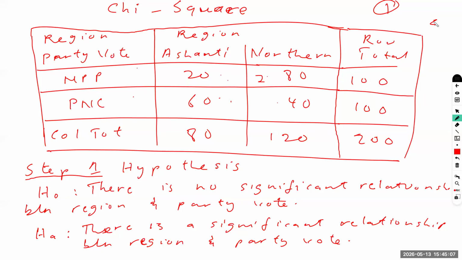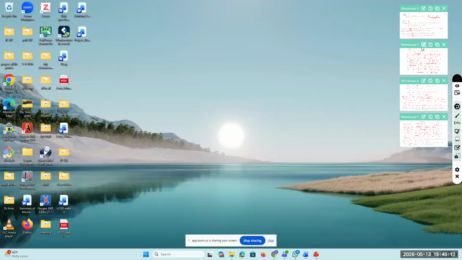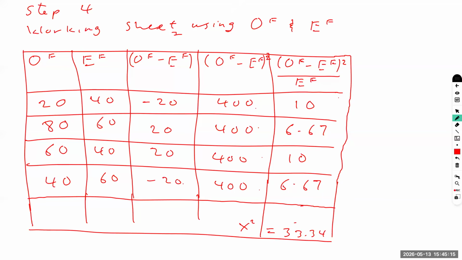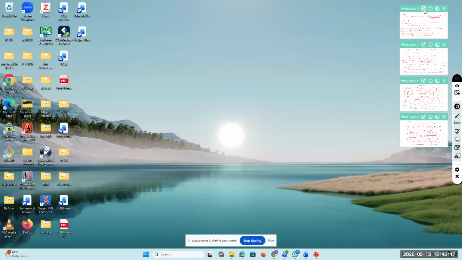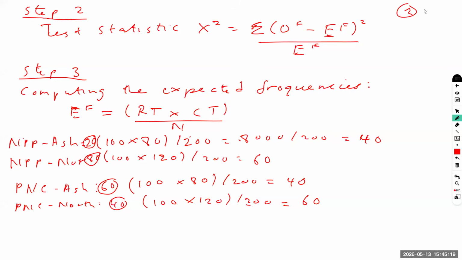Which was very important to us. So we did this and then we stated our hypothesis over here. Then in our next step, which is step 2, we spoke about putting the statistics down, the formula down. Then we solved, computing the expected frequency. We did this for step 2.